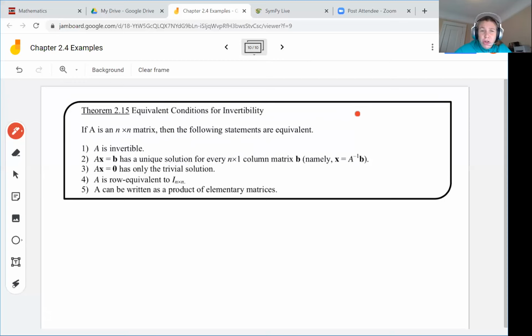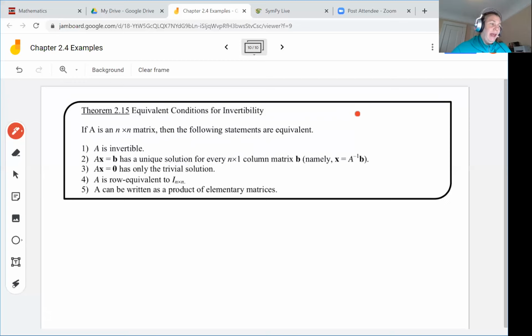Based on what we just showed in the previous proof, A is row equivalent to the identity matrix in the same dimensions, n by n. And then based on what we just proved, A can be written as a product of elementary matrices. So we can treat these as equivalent.